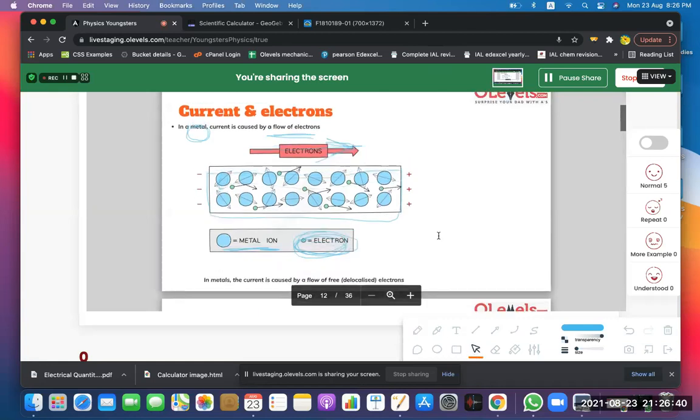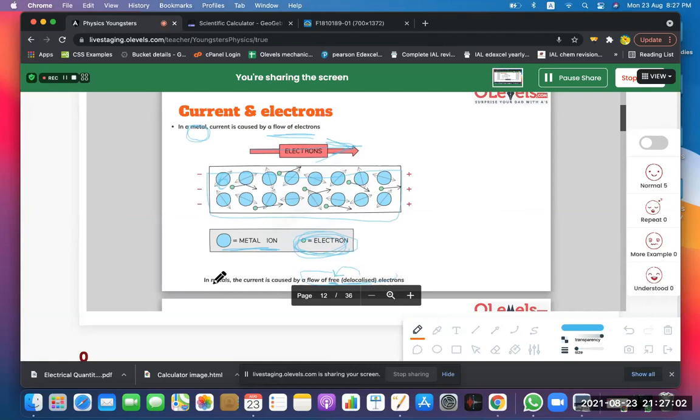So here, what I'm showing you in metals, the current is caused by the flow of free electrons. Okay, delocalized electrons and free electrons are the same. You can say free electrons or you can say delocalized electrons. Delocalized means free.